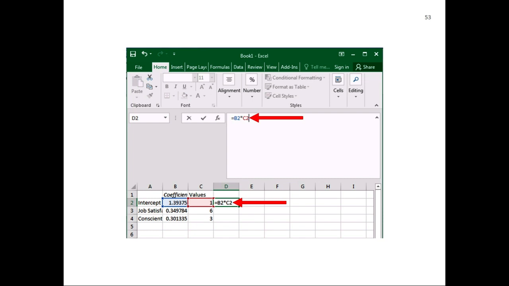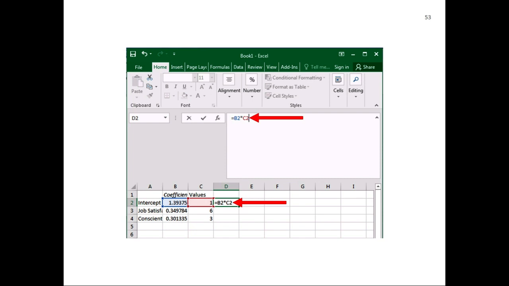So the very first one would be equals B2, which would be the cell for our beta naught, times C2, which would be the cell for that number 1. And the reason why we're doing that is you don't want to do anything to that intercept. You don't want to change that intercept in any way, shape, or form. So the easiest way to do that is just tell it to multiply it by 1. Because if you multiply anything by 1, it's itself. No matter what, if you multiply it by 1, it stays the same, and we want it to stay the same. So we're telling Excel right now in this new column to take our intercept and multiply it by 1.